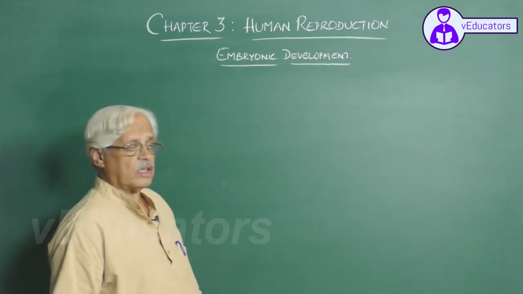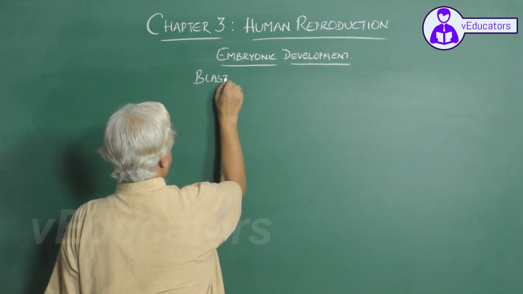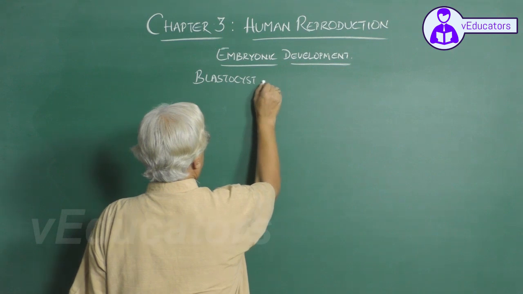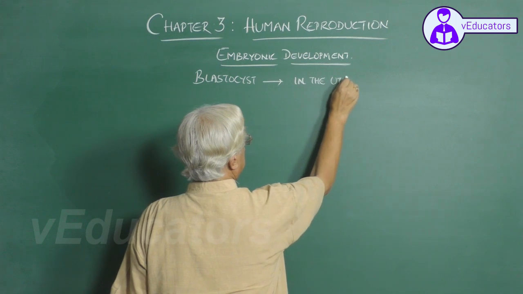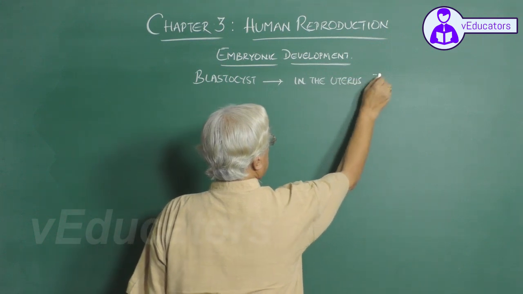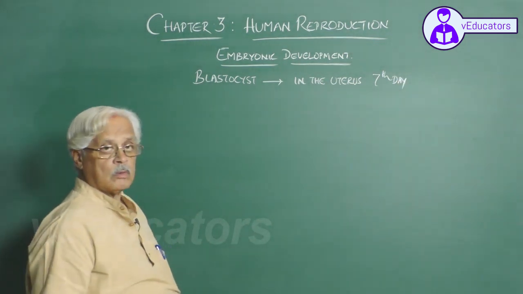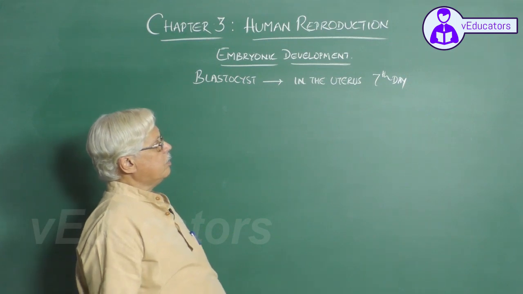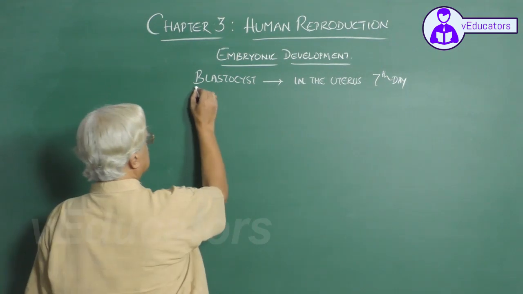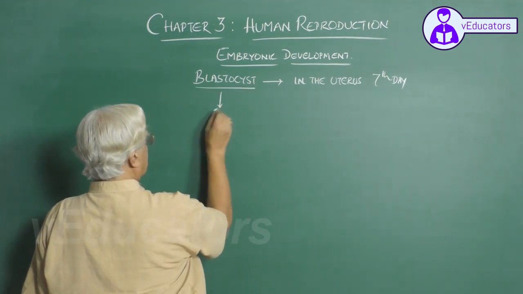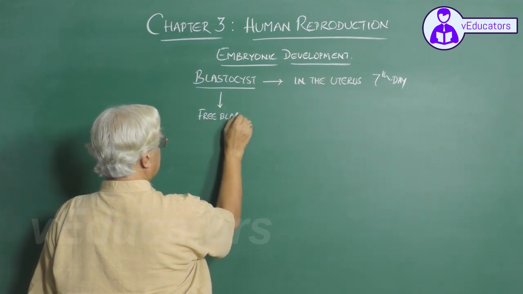By about the 7th day after fertilization, the blastocyst will be in the uterus. It remains there for another 1 or 2 days, and at this stage it is called the free blastocyst.